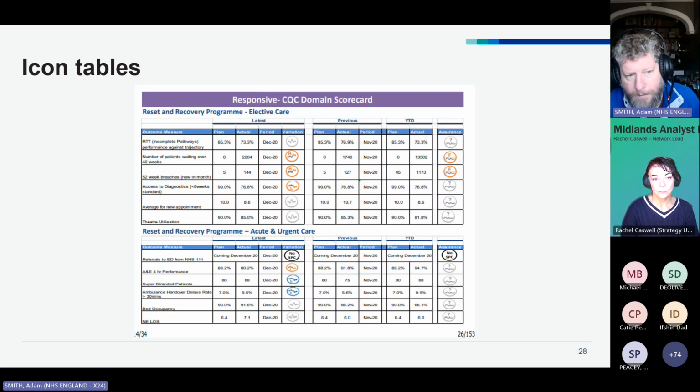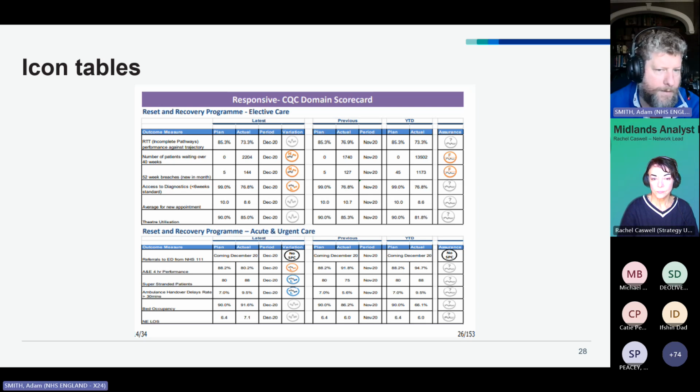Icon tables, these are another really good way of showing lots of measures without going into the detail of lots and lots of charts. So on here, what have we got? We've got six, another six. So this is 12 different measures we've got on one page, looking at the latest performance. We've got some previous in there as well.